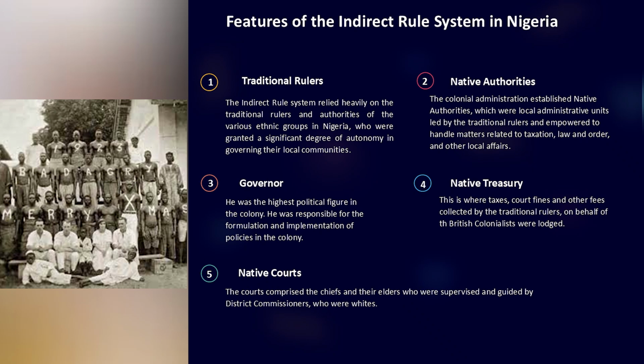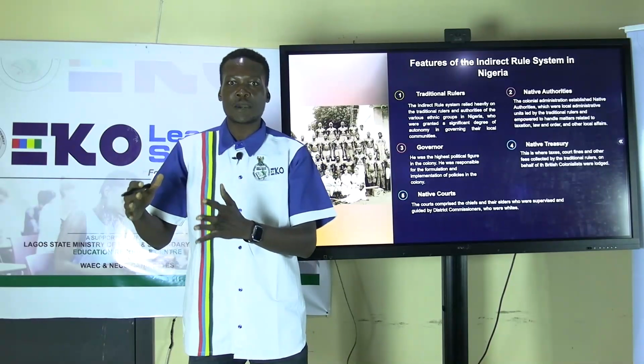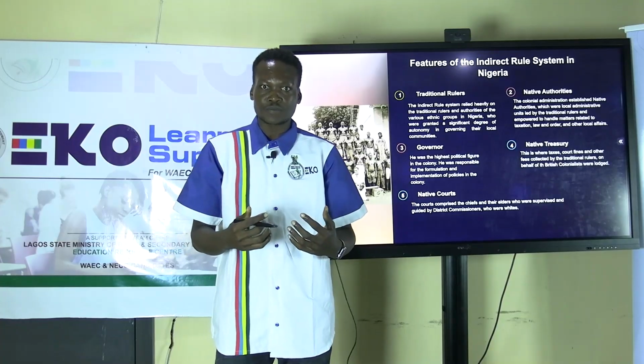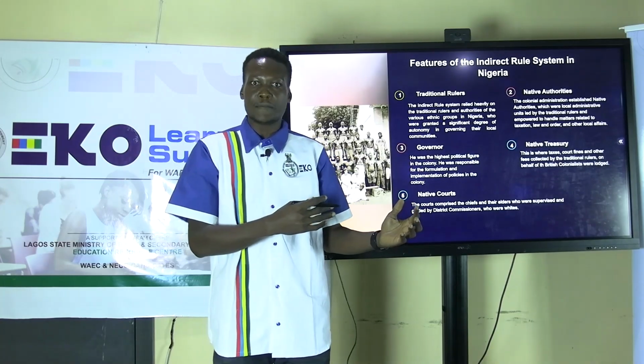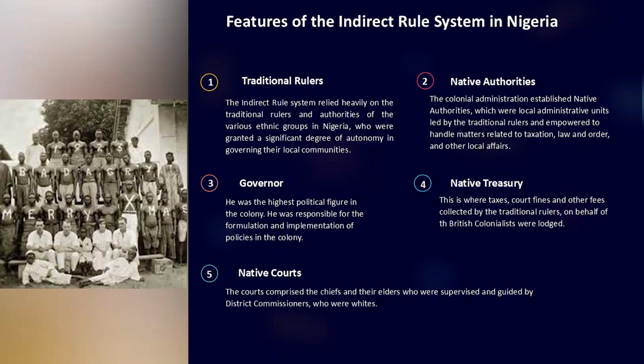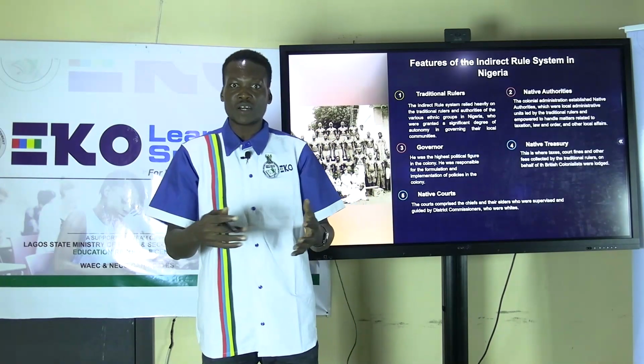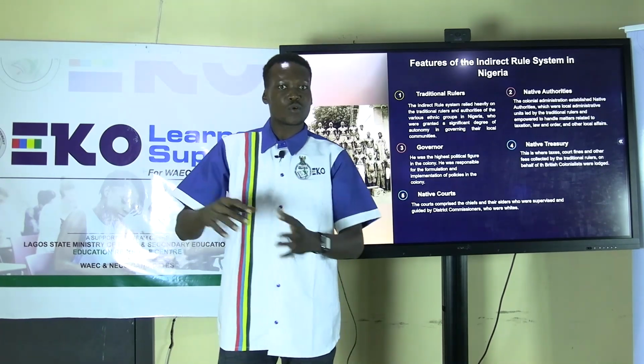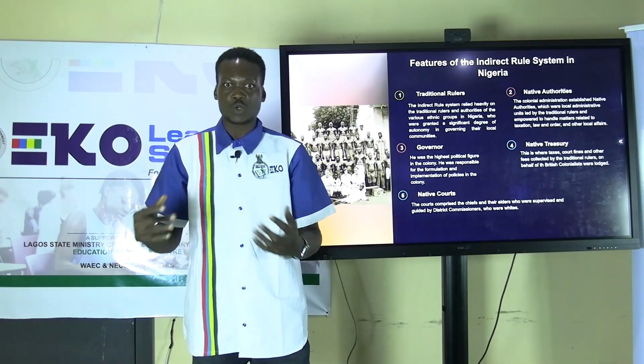2. Native authorities. There are some native authorities that were put in place that will carry out the instructions laid down by the British colonialists. Also, under the native authority, we have examples like the Warrant chiefs. For example, in the East, the Warrant chiefs were the ones in charge of collection of tax. So this native authority, those who collect tax, those who collect fines, and so on and so forth.